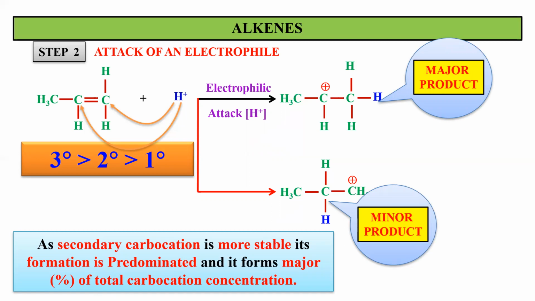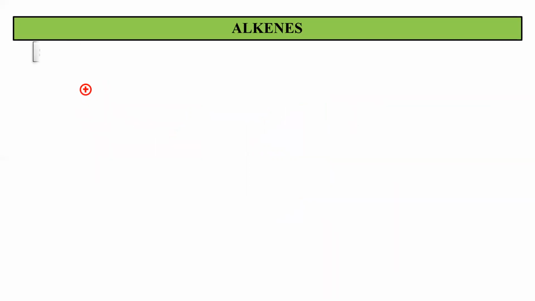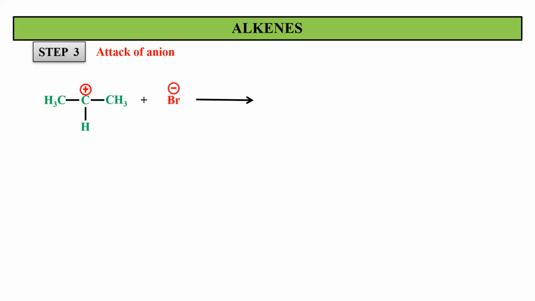The moment you get your major product, now what is the third step? The third step is simple attack of the anion. होगा क्या? आपके पास एक सेकेंडरी कार्बोकेटायन था. अच्छा, why we have taken only secondary? Because हमने बोला था primary वैसे ही कम बनेगा, minor product होगा, तो major product के साथ reaction करके देखते हैं. So major product was your carbocation. Which carbocation? The secondary carbocation. कार्बोकेटायन के ऊपर Br negative anion का attack हो जाएगा, giving you what?